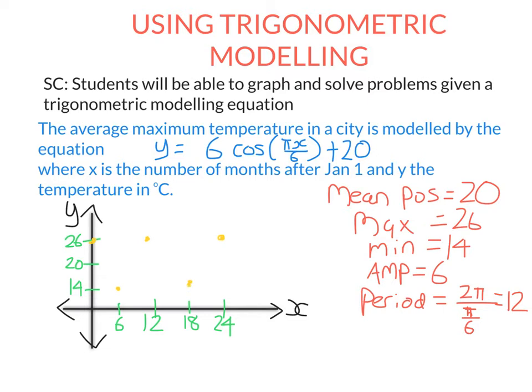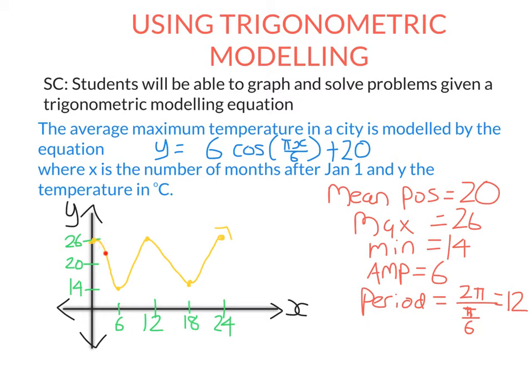So we probably have enough here to draw the graph. It will go down from its maximum, go up, down, like that. Okay, so that is the graph of this up here. What's happening is that at January 1, that's the hottest part of the year in this city, so it could be a city like Canberra.